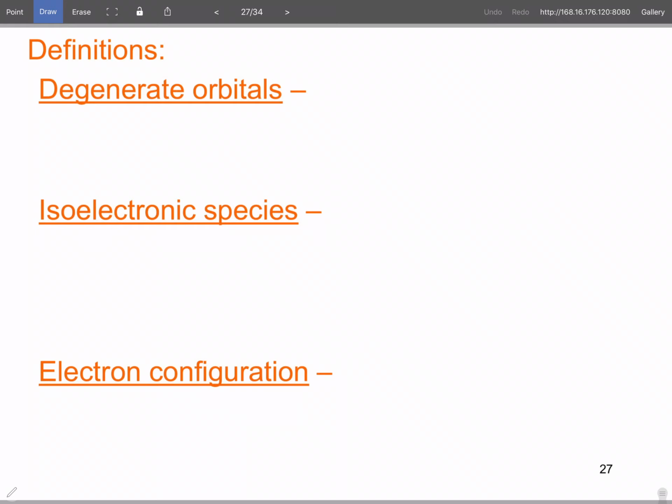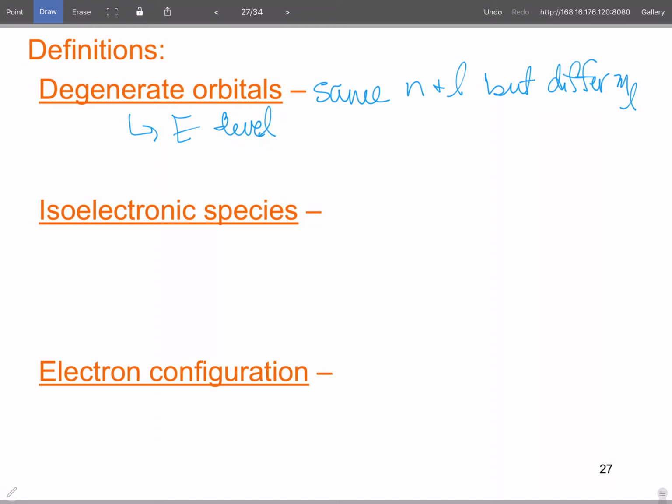Degenerate orbitals have the same N and L value, but differ in the M sub L, because what these all have is they're in the same energy level. The only reason they differ is they have differing orientations. So the ones that can have different orientations in space are P's, D's, and F's. S's are not degenerate. Degenerate means they have the exact same energy, they just differ in orientations.